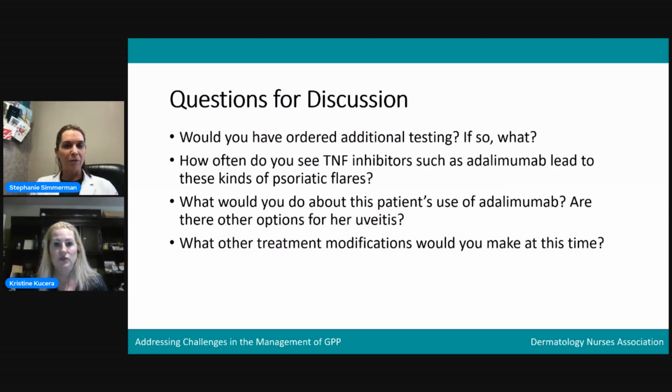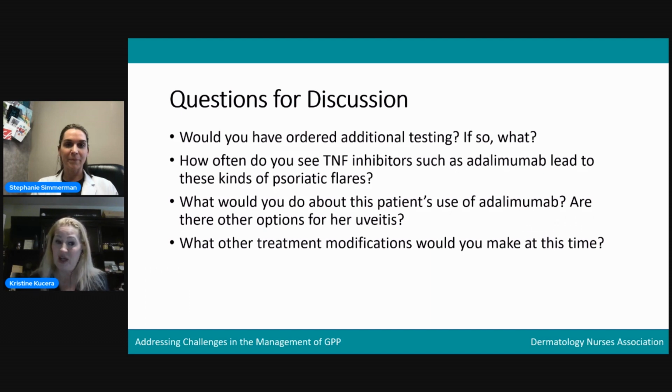Any other treatment modifications that you would make at this time with what you know about her case? So I probably would go ahead and decrease her dose of adalimumab just for the time being, just to see what we're going to do with her. And also, I think definitely we're going to have to give her some kind of relief. She's in pain. Do we need to add maybe an anti-inflammatory? Do we need to add, definitely are going to have to add something topically for her.